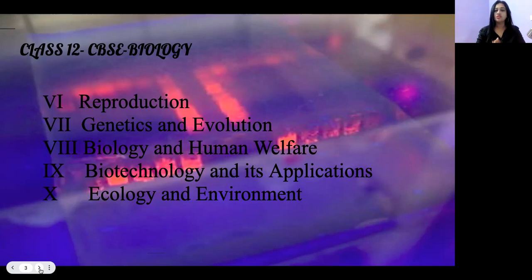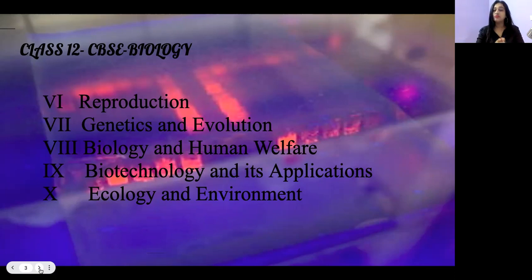Then coming to biology and human welfare, which is more of an application-based biological process, like how do we use microbes in biotechnology, what are the different strategies to improve livestock, and regarding diseases, what are the areas of natural immunity and also artificial immunity. Then coming to biotechnology and its applications, where we learn under two chapters here.